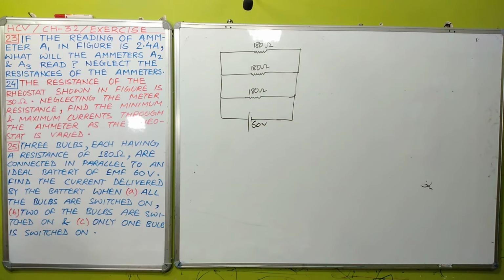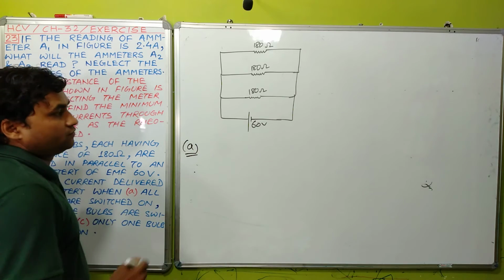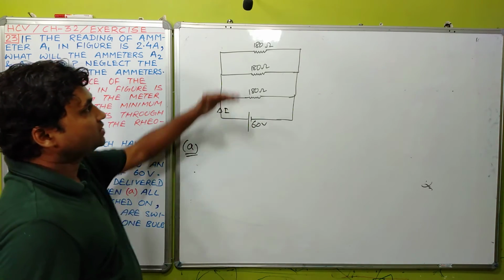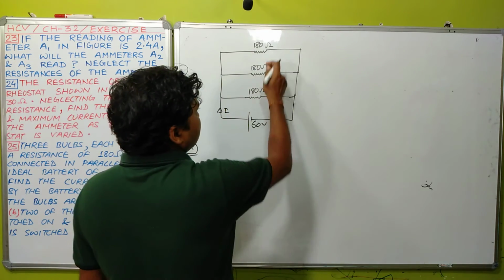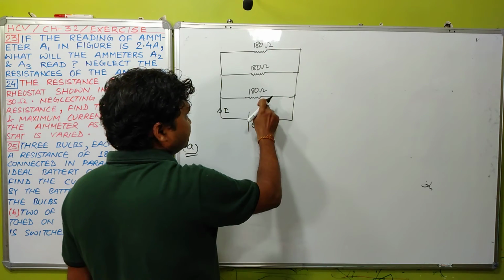Okay student, now find the current delivered by the battery when A, all the bulbs are switched on, B, 2 of the bulbs are switched on, and C, only 1 bulb is switched on. Okay, there are 3 parts of the question. In part A, we have to find the value of current delivered by this battery when all the 3 bulbs are switched on.